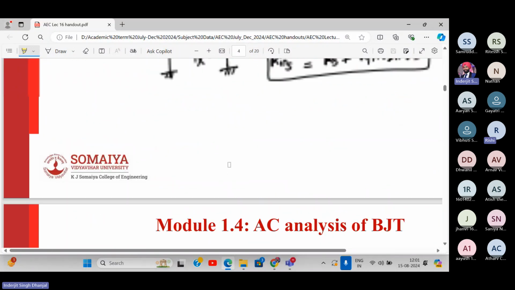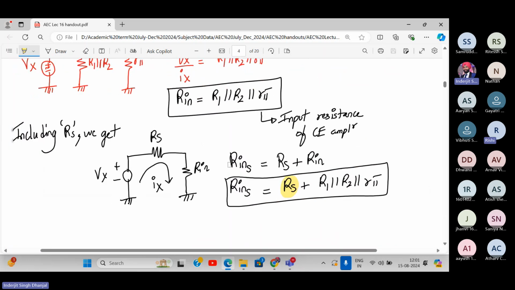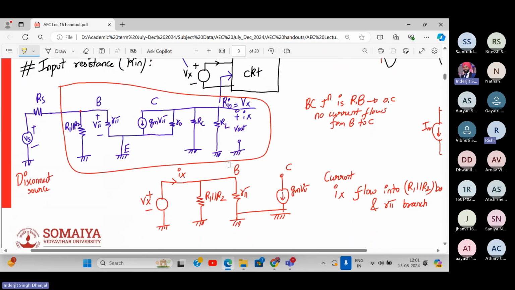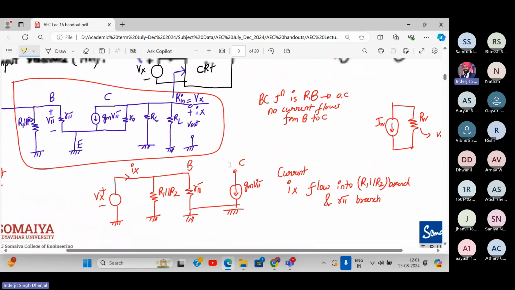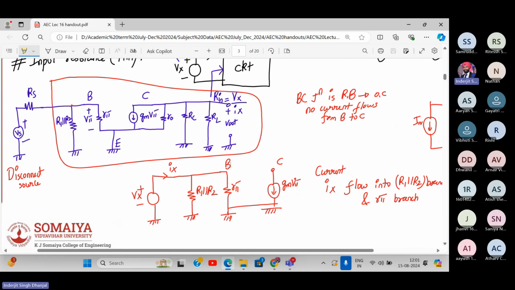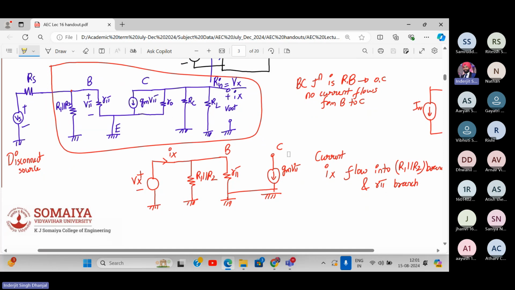Sir, can you explain why the collector doesn't get current? Yeah, the base-emitter junction is reverse biased, right? Reverse-biased PN junction, does the current flow? No. So here it is open circuit. Now see, base and collector are not connected, as you can see in the hybrid pi model.